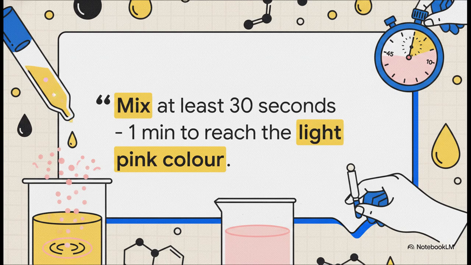But eventually, you hit the climax of the whole experiment, the end point. The lab notes are super explicit here. They say to mix at least 30 seconds to a minute to reach the light pink color. We are hunting for a very faint but permanent light pink tint. The exact moment that pink color stays for a full minute without disappearing, boom. You close the burette, you have perfectly neutralized those free fatty acids.